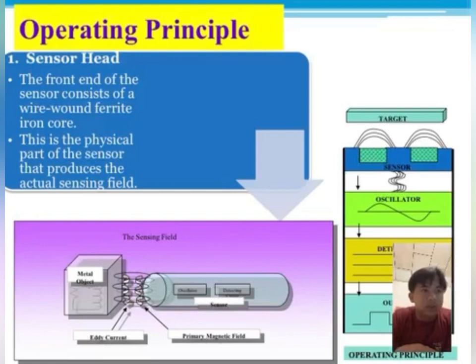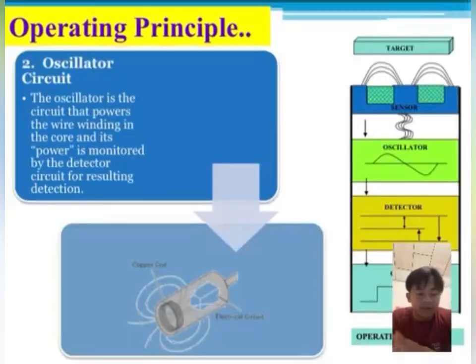Then let's go to the next one, which is the oscillator circuit. The oscillator circuit consists of the circuit that powers the wire winding from the sensor head. It can also be monitored by the detector circuit for resulting detection. This oscillator circuit will strengthen the signal so that it can activate the relay in this circuit.